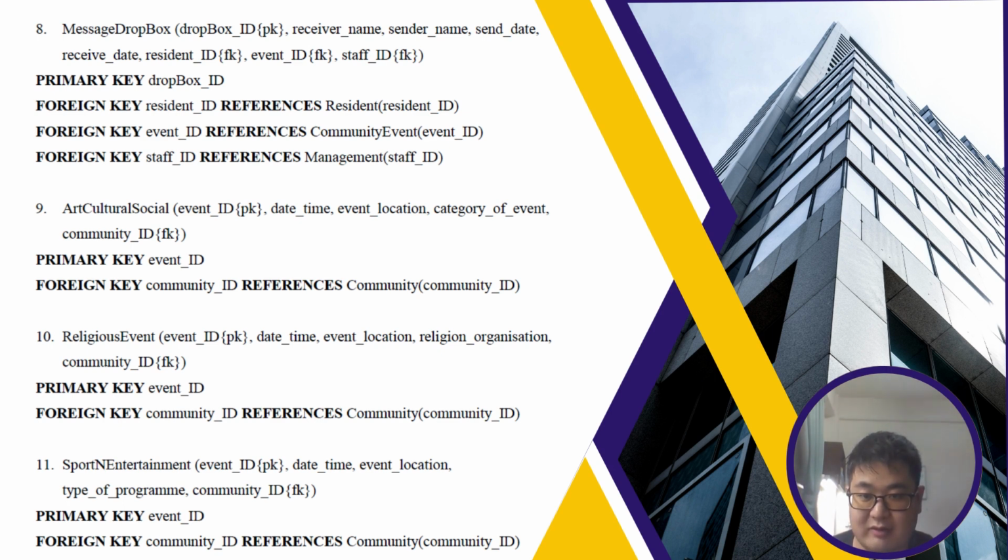Sport and entertainment has the attributes of event ID, date time, event location, type of program, and community ID. The primary key is the event ID, and the foreign key is community ID that references the community table. These three tables, which are art culture social, religious event, and sport and entertainment, are also the subclasses of the superclass community table. That's why they inherit the attributes and the primary key from the community table, because the relation is mandatory or. And that's all from me. Thank you.